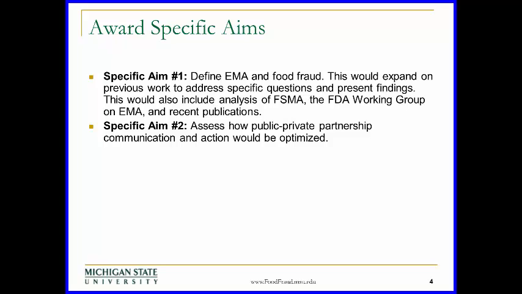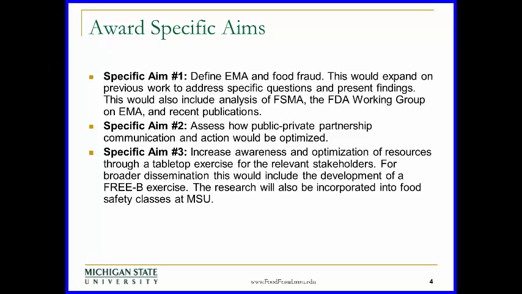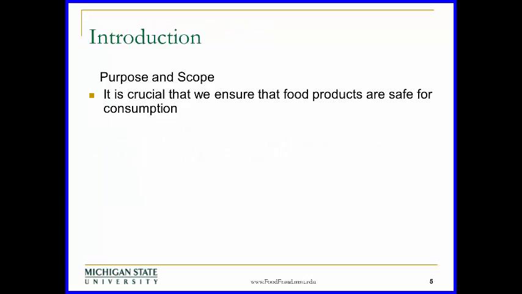The second specific aim is to assess how public-private partnership communication action would be optimized. So to go through an actual incident and then take some time to go through a prescribed set of questions to talk about what did happen, what probably would happen, and then what should happen. And what happened in our pilot is there definitely were some new insights, and then different agencies started to talk about those work processes. Specific aim 3 was to increase awareness and optimization of resources through this tabletop exercise for relevant stakeholders. And for broader dissemination, this would include the development of the free exercise and also included into our MSU food safety classes, which we have done.